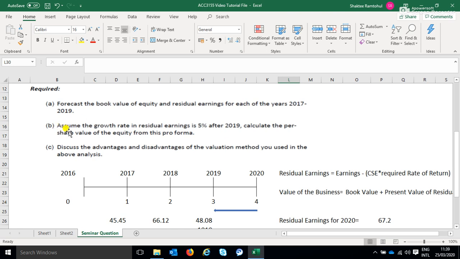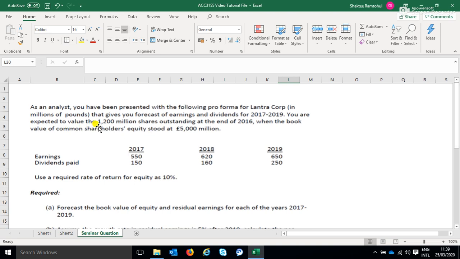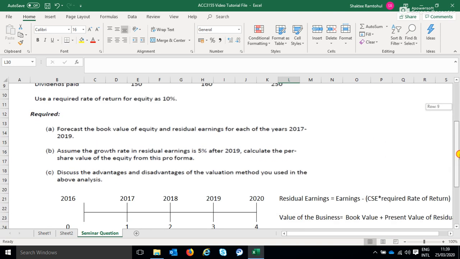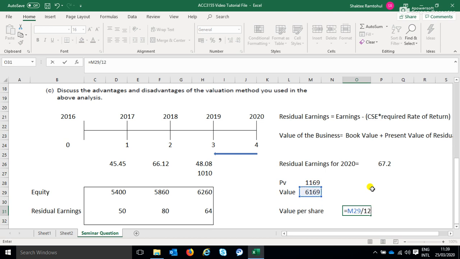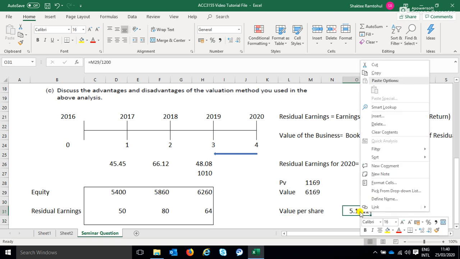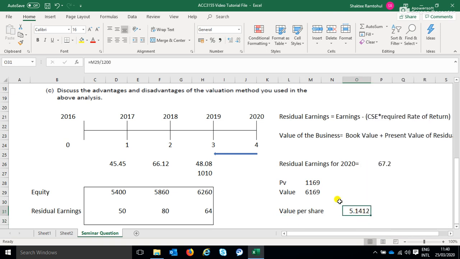But we are told in this question here we want the value per share, and all we have to do is, well, we're told there is 1,200 of shares in this business. So if we want the value per share, all we need to do is take this figure and divide it by 1,200. Yes, and that will give you 5.14. That will be the value for one share. There you go. So that is part B of the question.